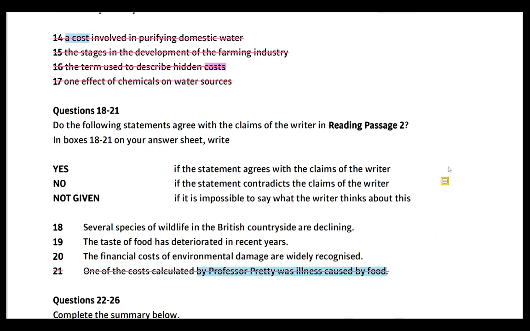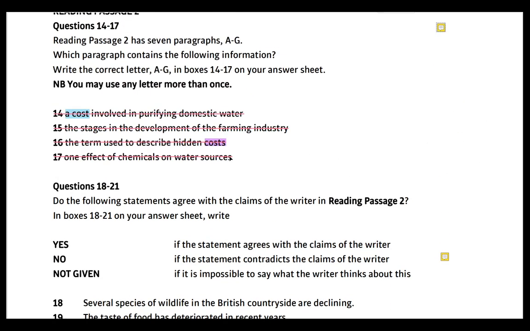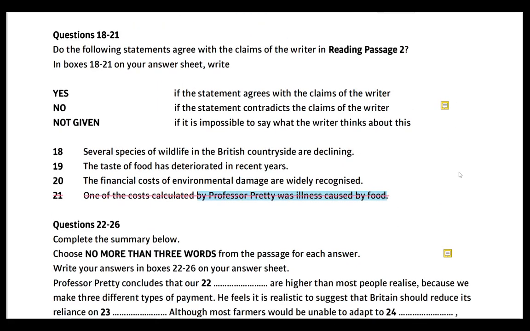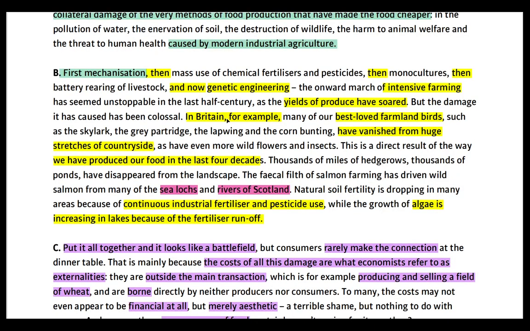Now we're just going to go on. So I think we've answered all the questions, right? We were left with: several species of wildlife in the British countryside are declining. So once again, I'm 100% sure that this answer is going to be yes, because we read that in Britain, for example, many of our best loved farmland birds, such as skylark, grey partridge, and so on, have vanished from huge stretches of countryside.